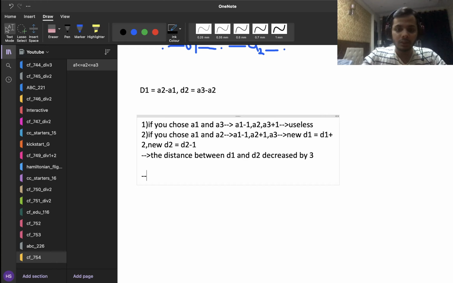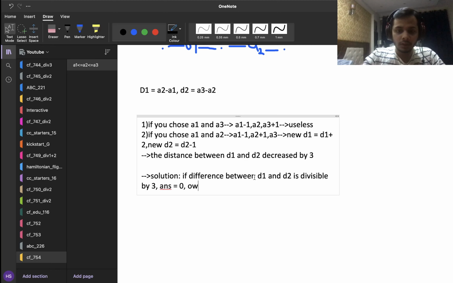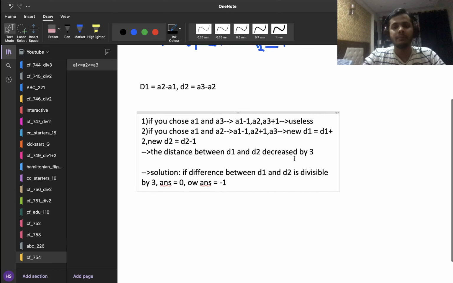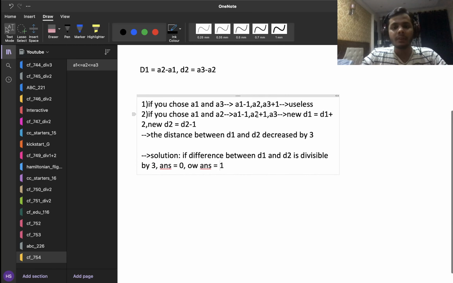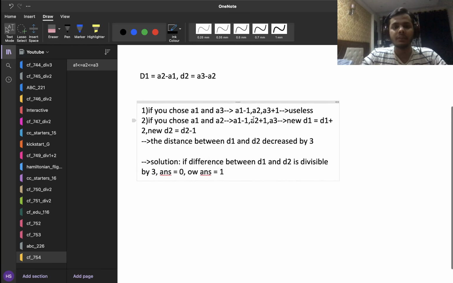So the observation here, the final solution, would be: if the difference between d1 and d2 is divisible by 3, then the answer is equal to 0, otherwise the answer is equal to 1, right? So I hope this was clear enough, and that is it for the solution for problem A.